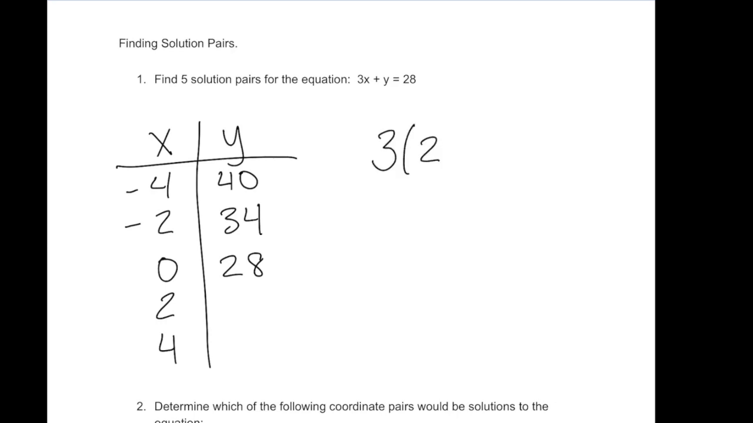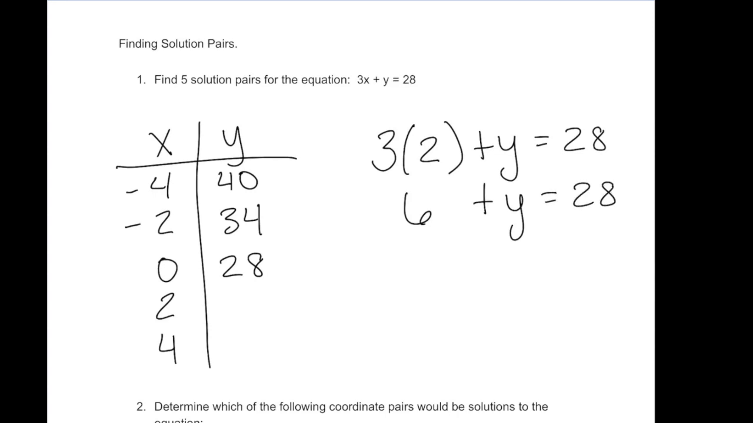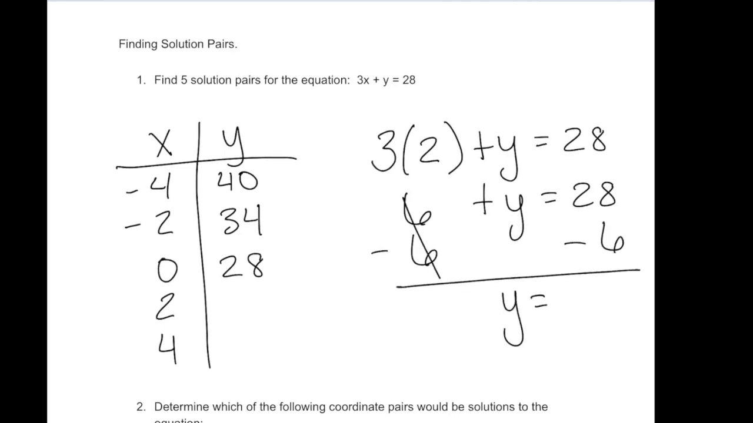Three times +2 now, because that's our x value, plus y equals 28. 3 times 2 is 6, plus y equals 28. Again, we need to cancel out that 6, but now since it's a +6, we have to subtract it to cancel it out. We have y equals 22. So when x is 2, y is 22.